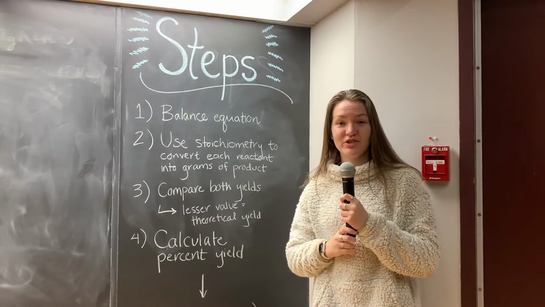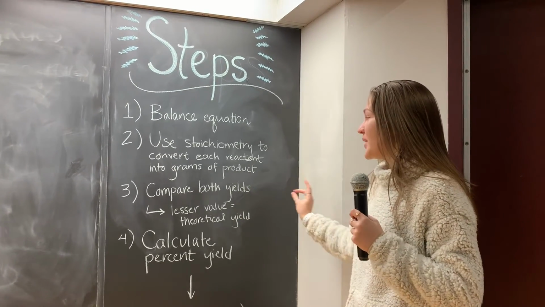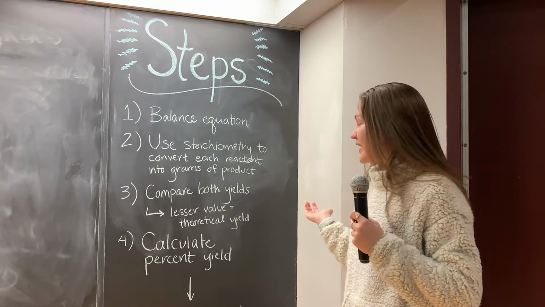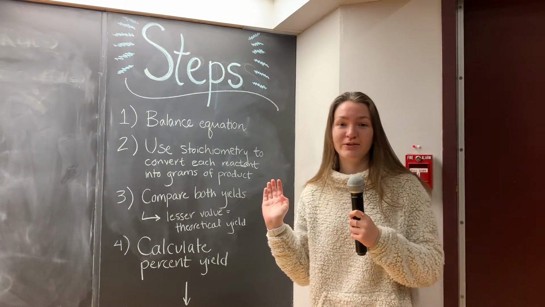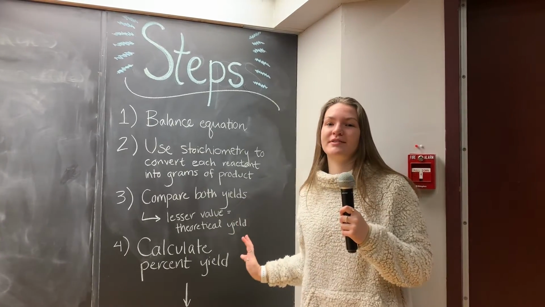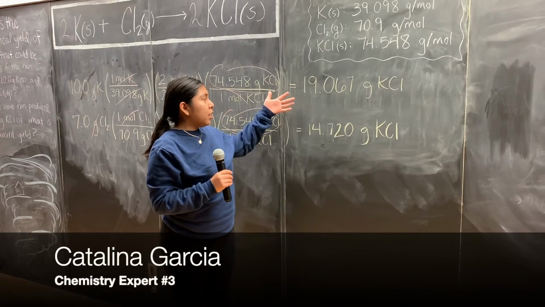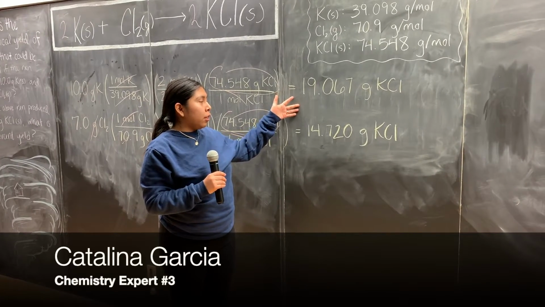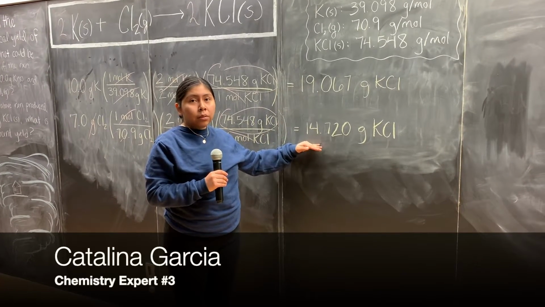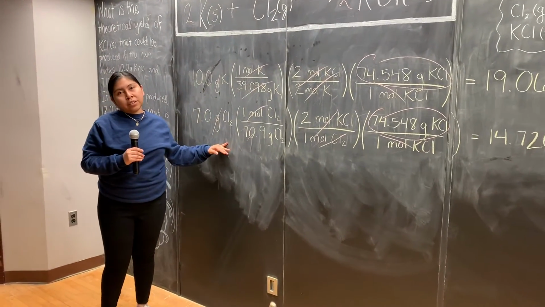All right, guys, we've just completed step 2, and now we're on to step 3, which is to compare both yields. Whichever value is smaller is the theoretical yield. Now we're going to bring in our third chemistry expert to fill out this step for us. Now that we have completed dimensional analysis, we can see that from the 2 values we calculated, this one is a lesser value, and therefore chlorine was our limiting reagent.